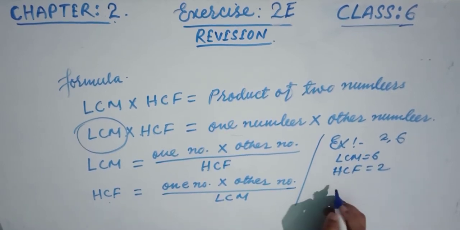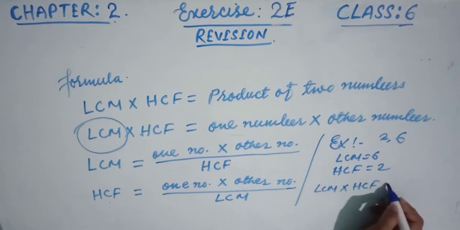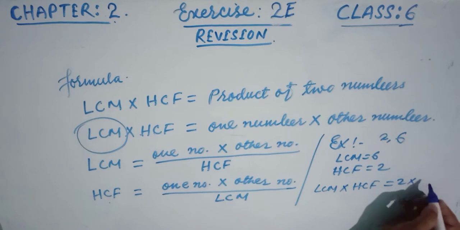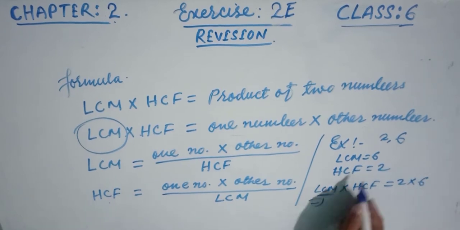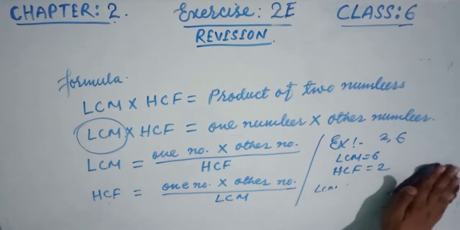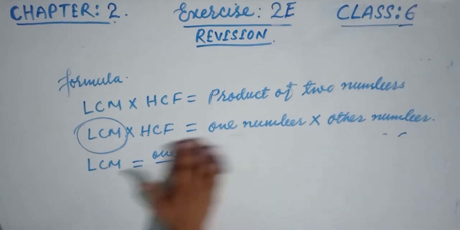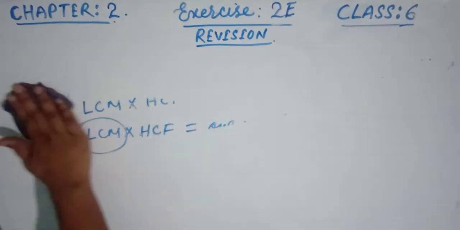Now if you multiply LCM and HCF, look at it, friends: one number is 2 and another number is 6. LCM is 6, HCF is 2. 6 times 2 is 12, and 2 times 6 is 12, that means 12 is equal to 12. We can say the LCM multiplied by HCF is equal to one number multiplied by another number. So this is your formula, friends, so please remember it by heart. Now with the help of this we can solve the questions related to this formula.